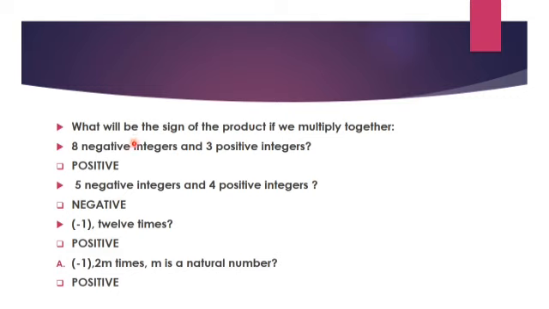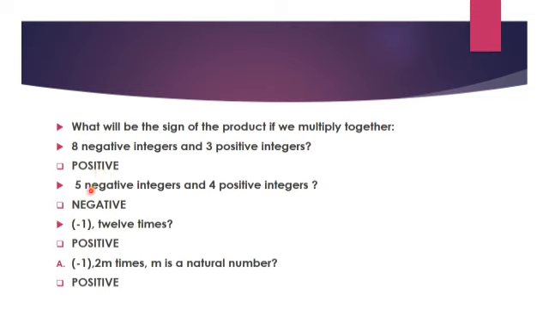The next one: what will be the sign of the product if we multiply together these statements? First one is 8 negative integers and 3 positive integers. What will be the answer? We only concentrate on the negative integers. How many negative integers? 8. Is 8 even or odd? 8 is even. Then we get a positive answer.